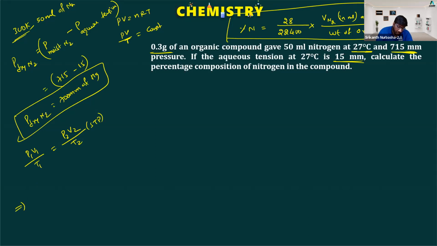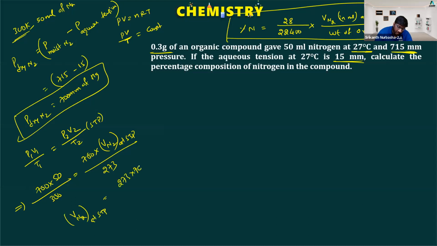P1, the initial pressure of dry N2, is 700, V1 is 50, T1 is 300. That is equal to P2 at STP. What is the pressure, students? 760 mm, into V2, the volume of N2 at STP, divided by T2 at STP. What is the temperature? 273. So the volume of N2 at STP is equal to 273 into 700 into 50 divided by 300 into 760.